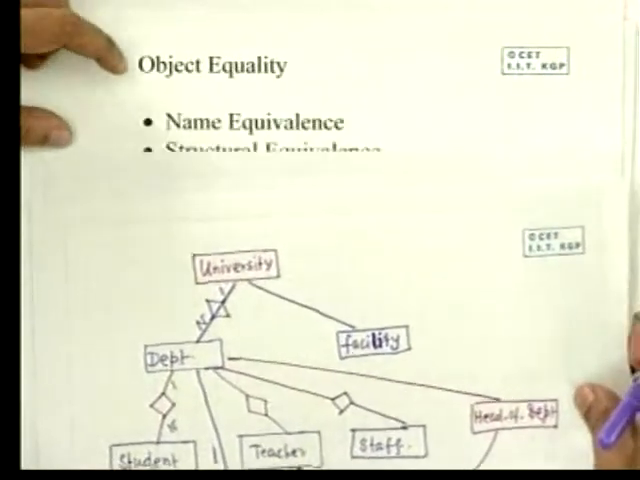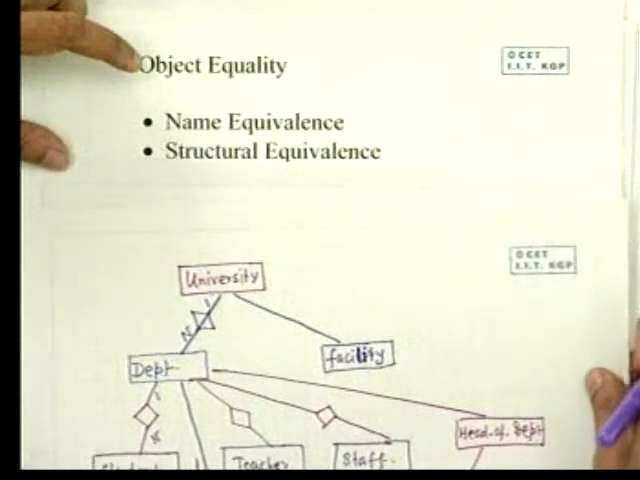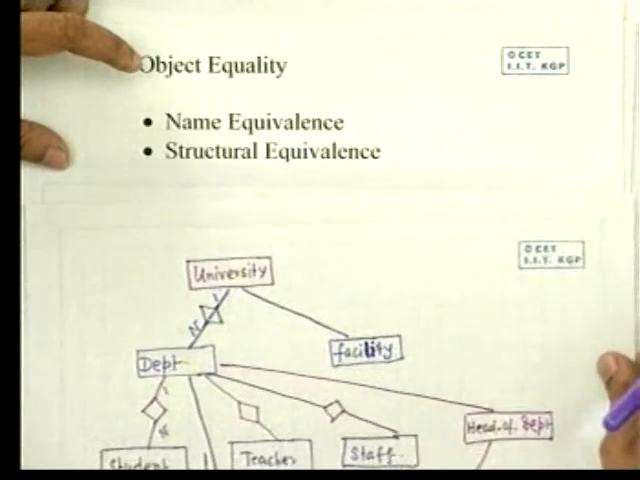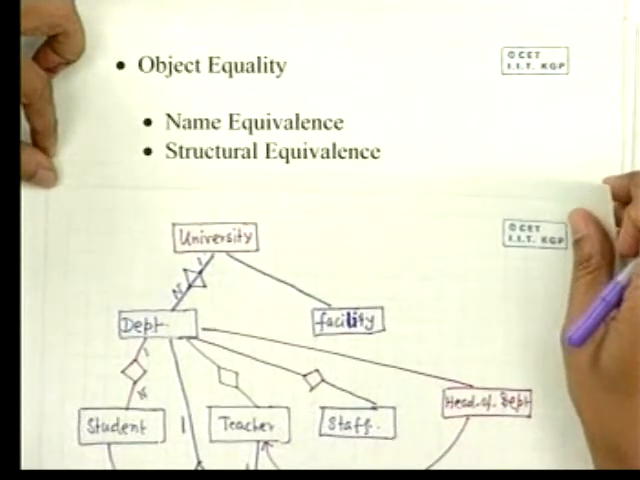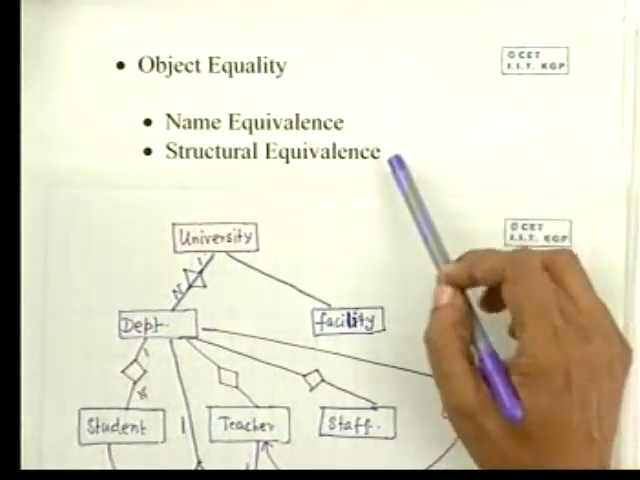Another concept of object equivalence may be structural equivalence. That is, the two objects have the same structure. However, we are not interested in whether they have the same behavior or not. This concept of structural equivalence is often used in object-oriented databases also, to compare two objects to be equivalent, that is, they have the same structural features.